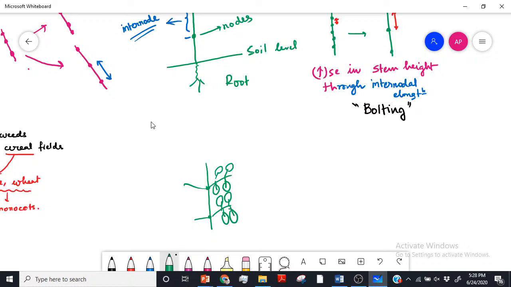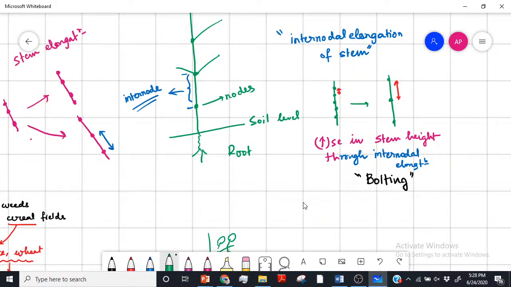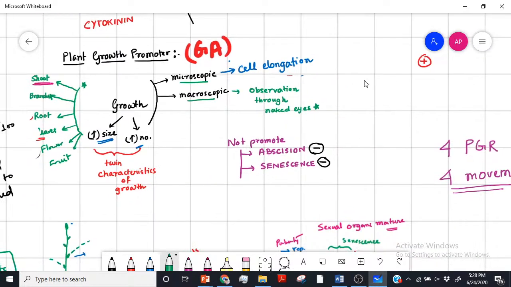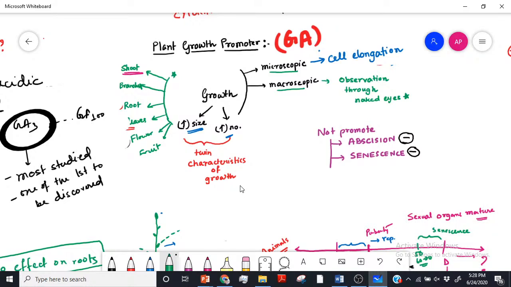Now basically bolting was the idea in case of shoots. So if we go back to our skeleton, for shoot, it will be positive. Now we come to branches. There's no such effect described for branches. Gibberellin has no described effect on branches, but as a plant growth promoter it will promote branching, but you don't require to mention that, so I'm putting a cross. So don't mention branches in case of gibberellin.